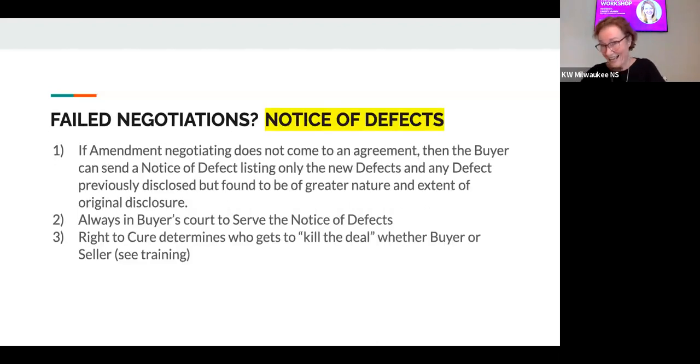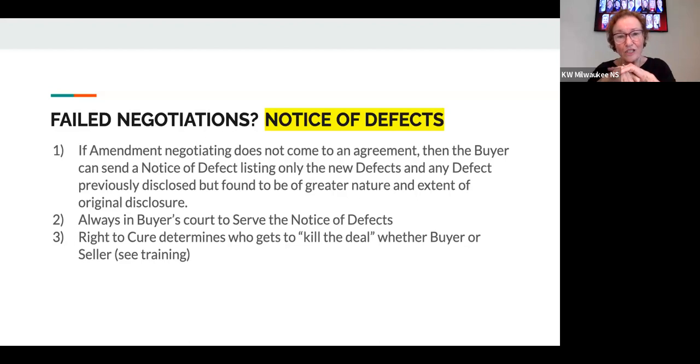But as I was saying, if buyer and seller fail to negotiate, that's when the notice of defect is brought up. And one of the things that we want to talk about is how to define the defects that you want the seller to cure, if the seller has the right to cure.